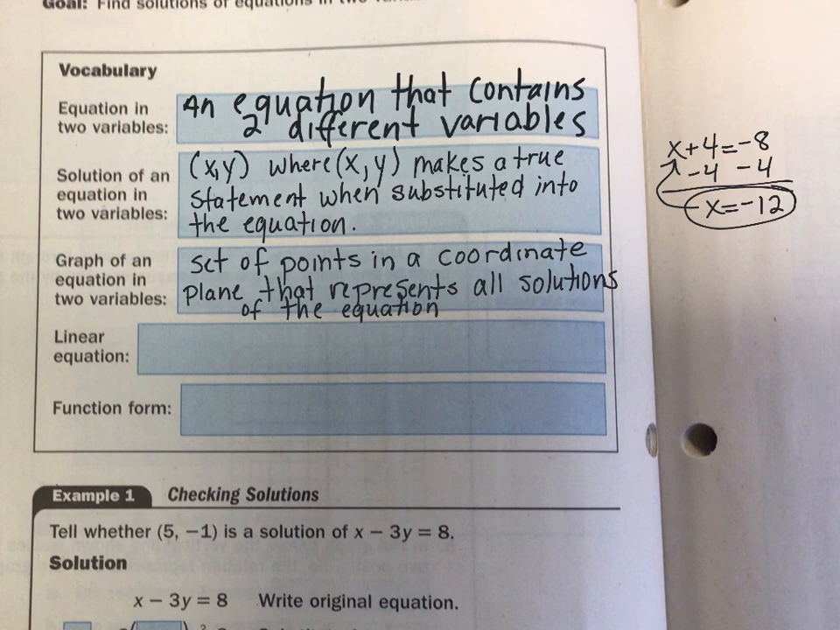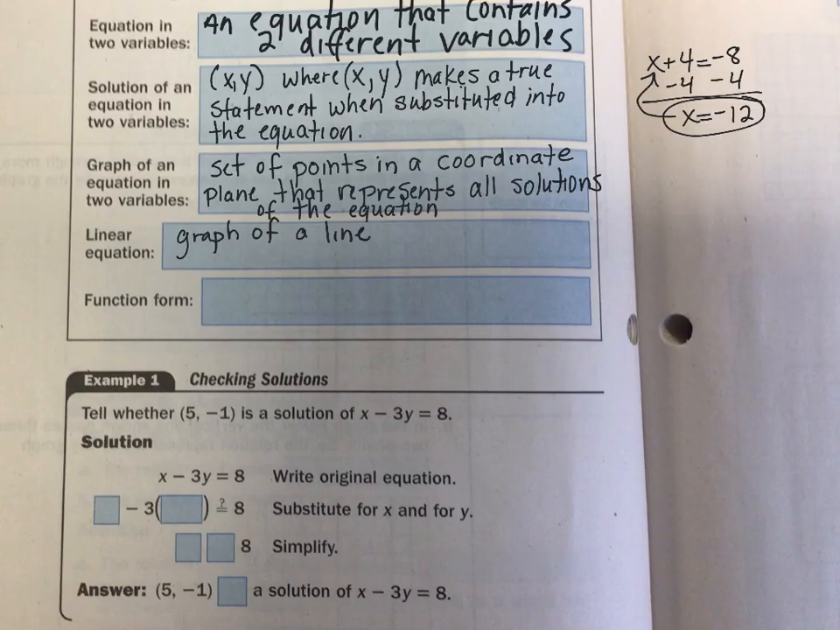What word do you see in the word linear? And don't tell me ear. What word do you see in there, Tessa? Line. So a linear equation is the graph of a line. So function form is an equation solved for y.